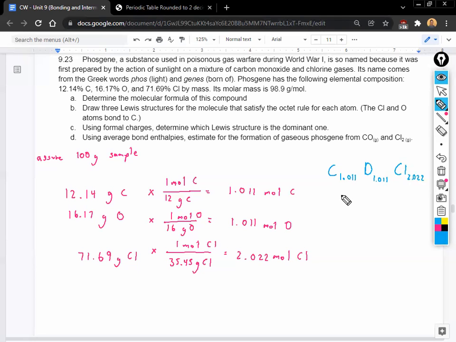Now, we can't have a decimal for our subscripts, so we just need to divide by the smallest number, which is 1.011. If you divide carbon, the 1.011, by 1.011, you're just going to get 1. So carbon is 1, oxygen is 1, and then chlorine, Cl, is 2.022. If you divide 2.022 by 1.011, what are we going to get? 2. So this is going to be your empirical formula.